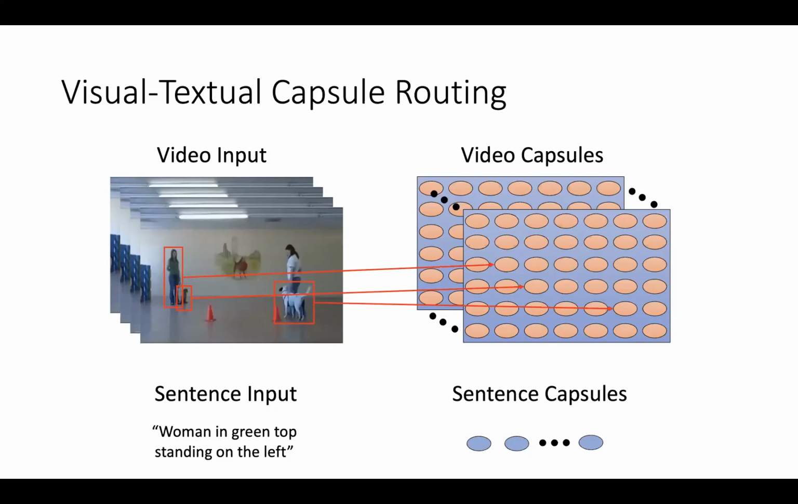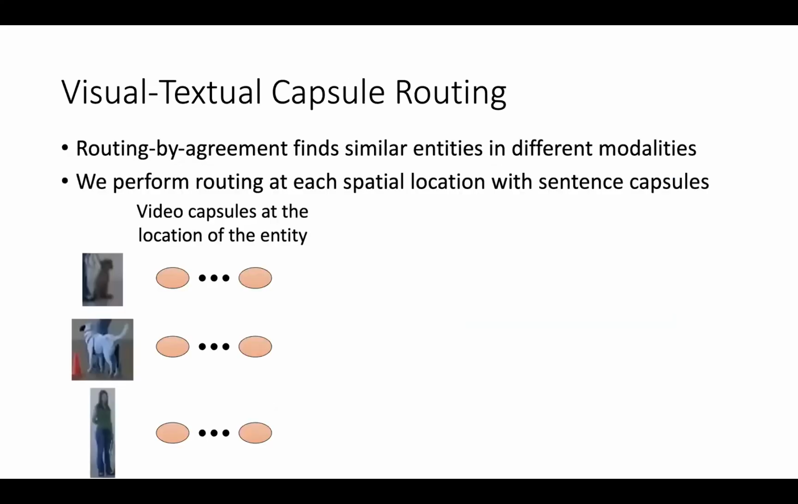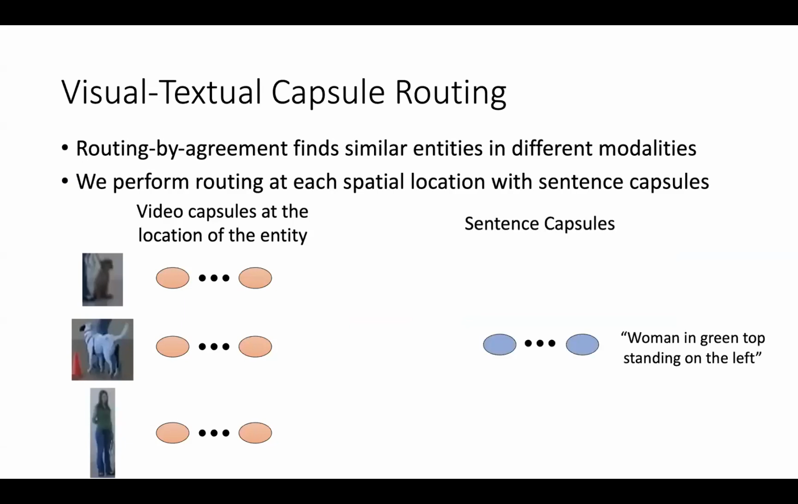And what we try to do is find agreement of these sentence capsules at each location in this video capsule grid. So suppose we get these 3 locations for these different objects in the video capsules, and we get the sentence capsules, and we pass this through a routing by agreement algorithm. We would find, okay, these 2 sets of capsules have no agreement because they don't have the same entities within them. Again, there's no agreement because the white dog does not have agreement with the sentence. But when you're at the location of the woman in the green top, standing on the left, then there is agreement. And the output capsules would have higher activations.